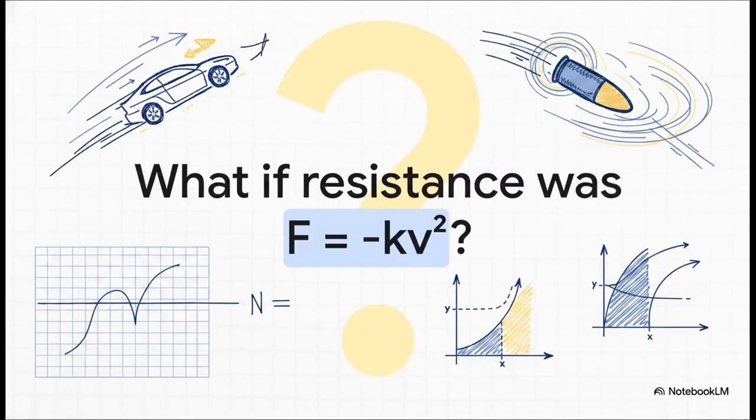And I'll leave you with a challenge to really test if you've got this down. You have the blueprint now. So, how would your entire solution change if that resistive force wasn't proportional to v, but to v squared? Which, by the way, is a much more realistic model for air resistance on a car at high speeds. The setup is the same, but the calculus will be different. Give it a shot. Thanks for working through this with me.